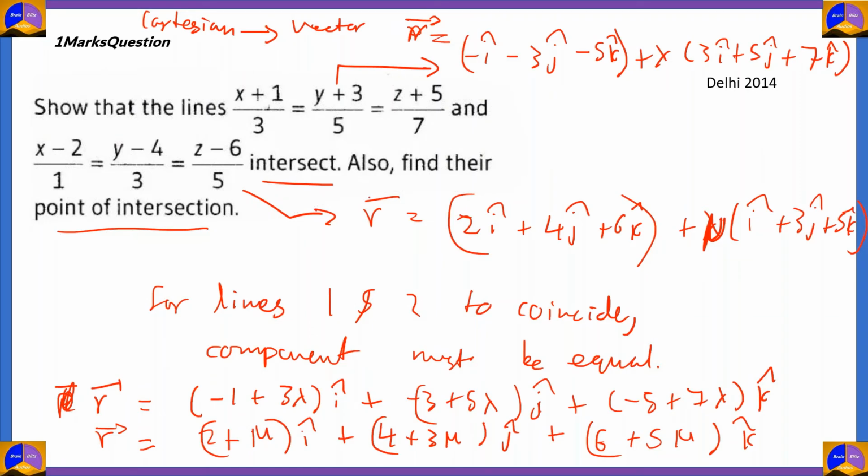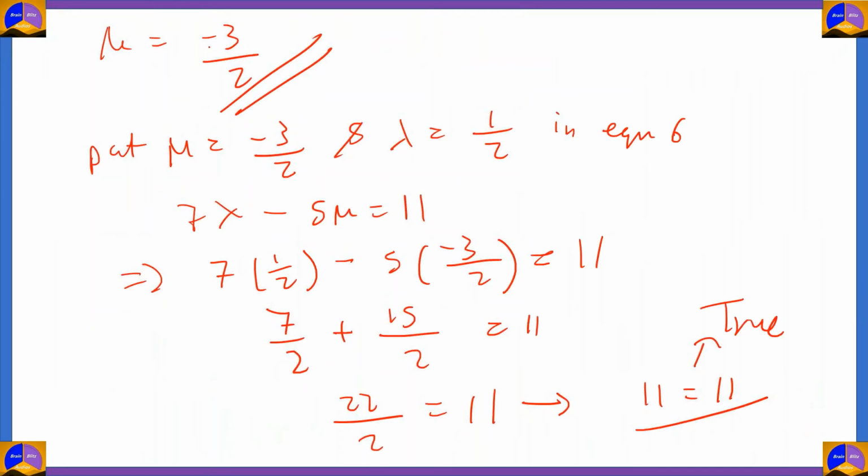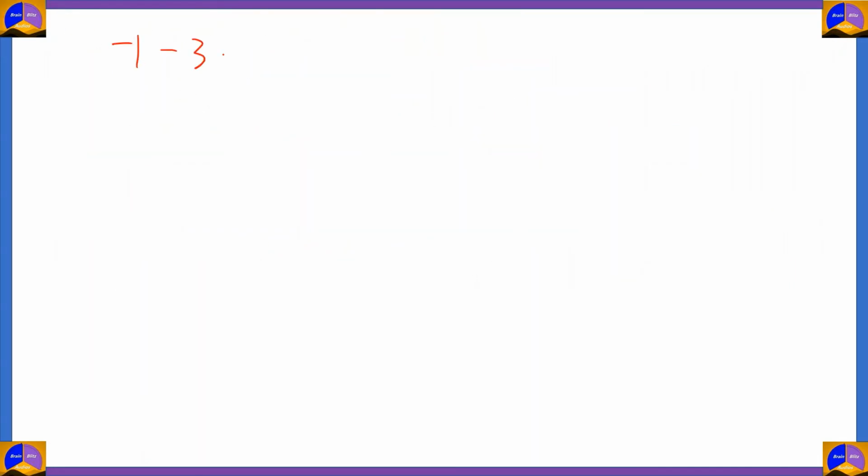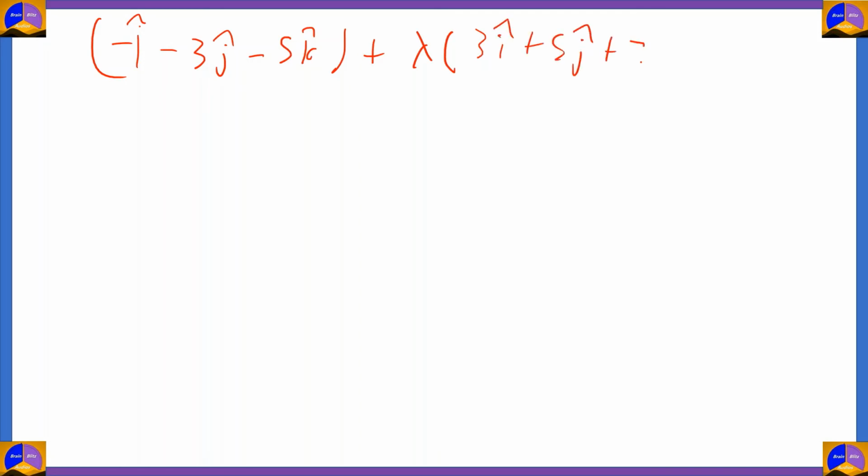Now we need to find out their point of intersection. So how do we find out their point of intersection? Easy. Let's put lambda is equal to 1 by 2 into the first equation. So we'll write minus i minus 3j minus 5k plus lambda times 3i plus 5j plus 7k.